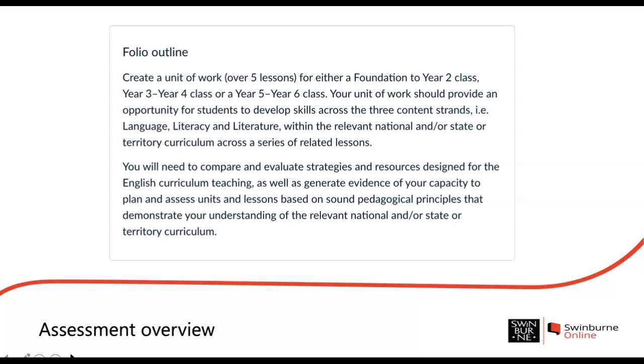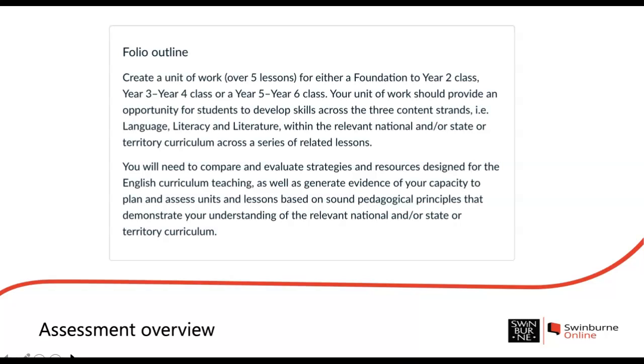Your unit of work is going to provide you with the opportunity to work within the 3 strands. So you're going to cover something from language, something from literacy, and something from literature in the national or your own state curriculum if you prefer. I know, for example, with us here in Victoria, you might prefer to use Vic Curric, because that would be something that you would actually then use in your classroom in Victoria. There would be no point in planning to the AC because we don't use it here. We do have language, literacy and literature, so that would remain the same.